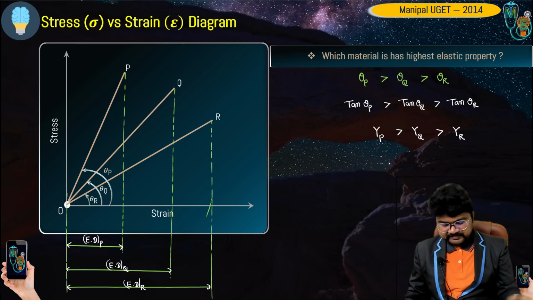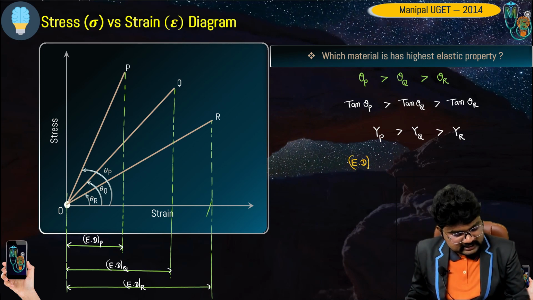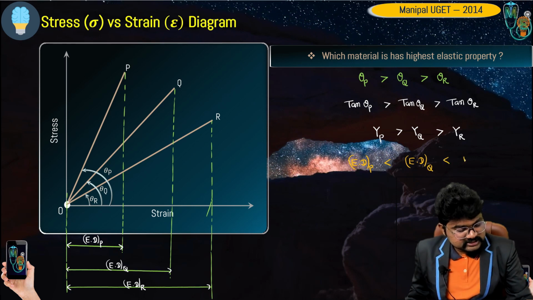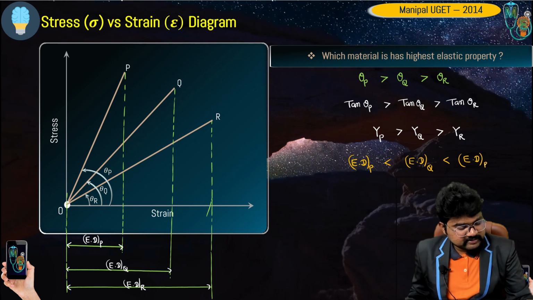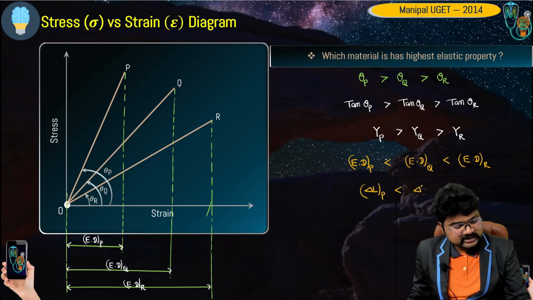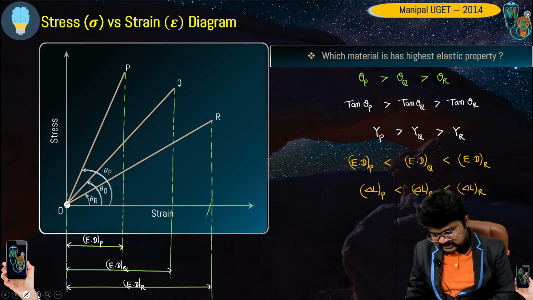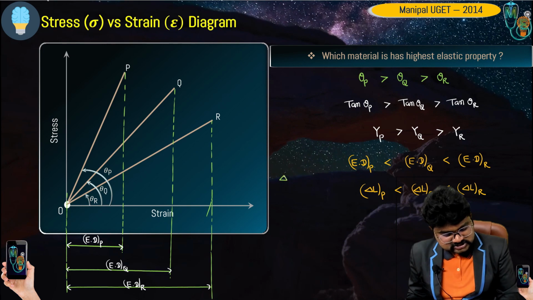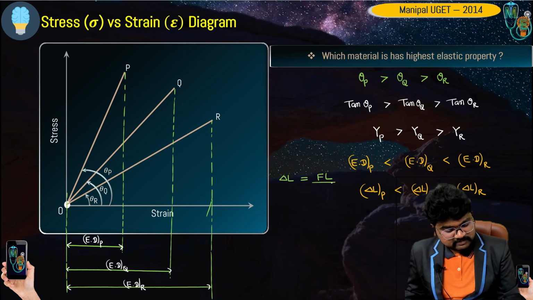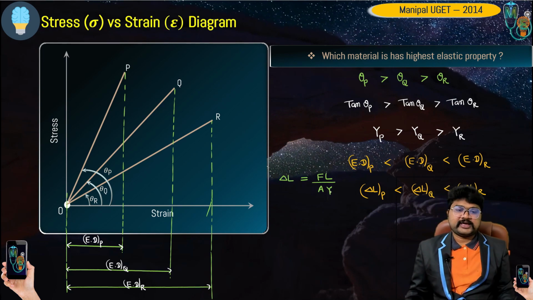So from this we can say the elastic deformation of material P will be lesser than that of material Q, which is lesser than that of material R. So you can easily write delta L P less than delta L Q less than delta L R. In general, delta L equals F L by A Y, where Y is the Young's modulus.